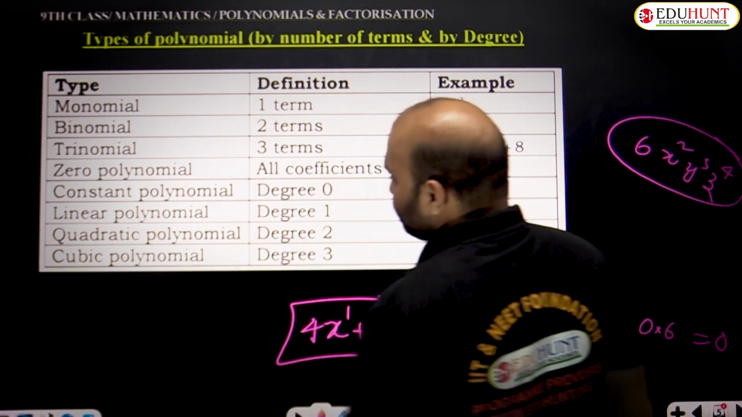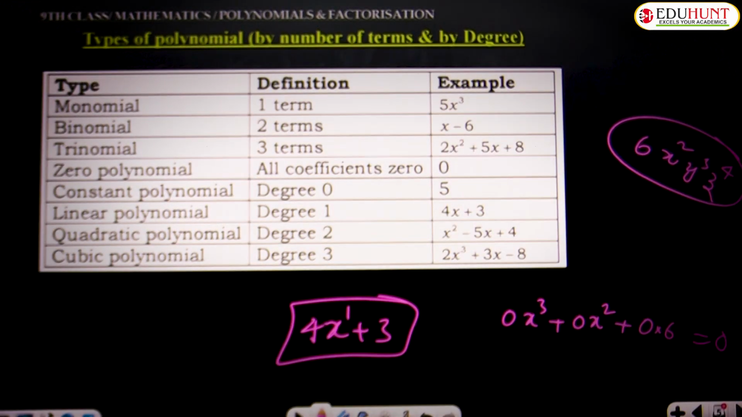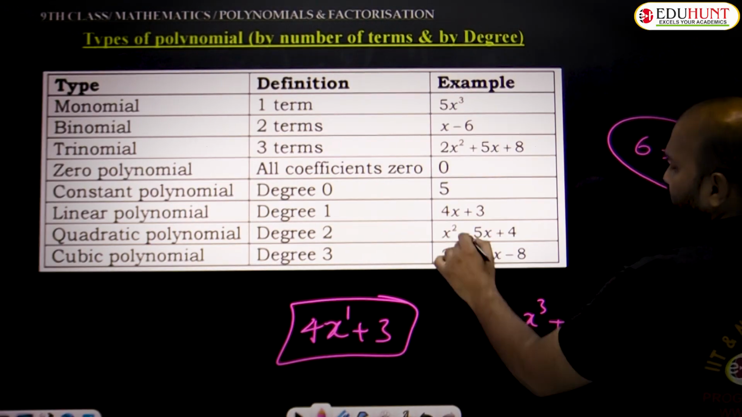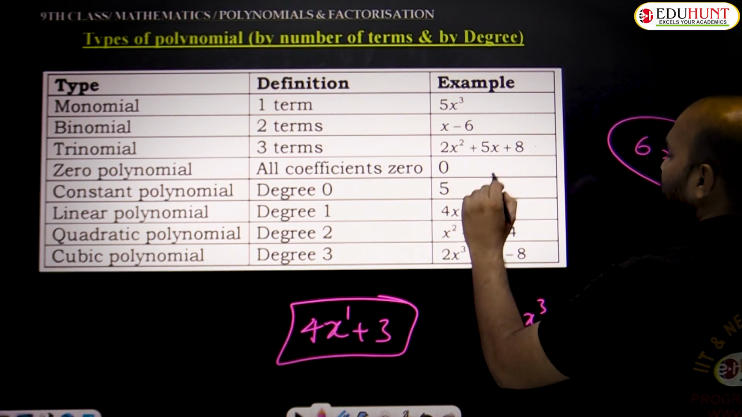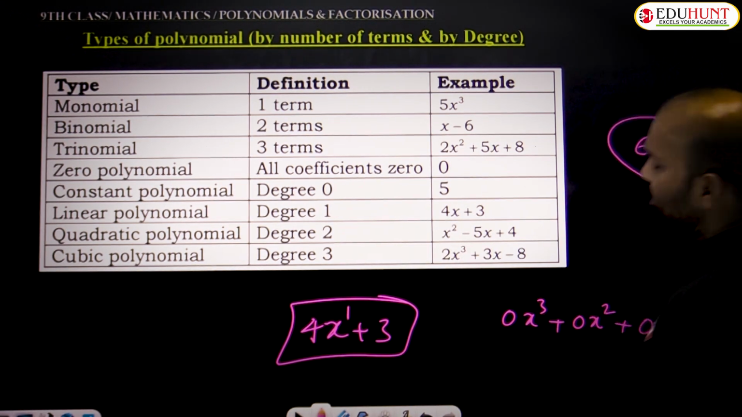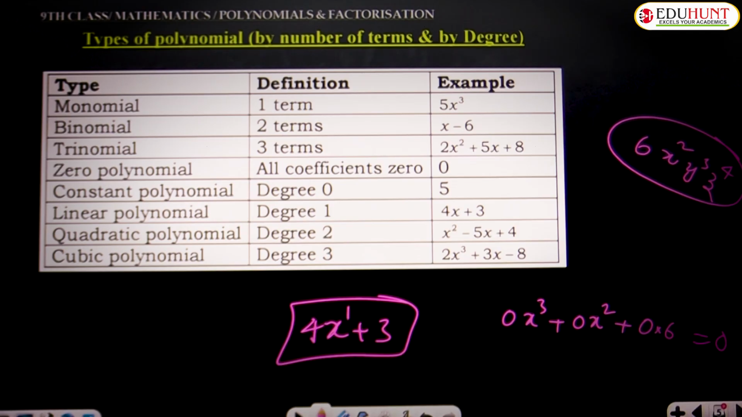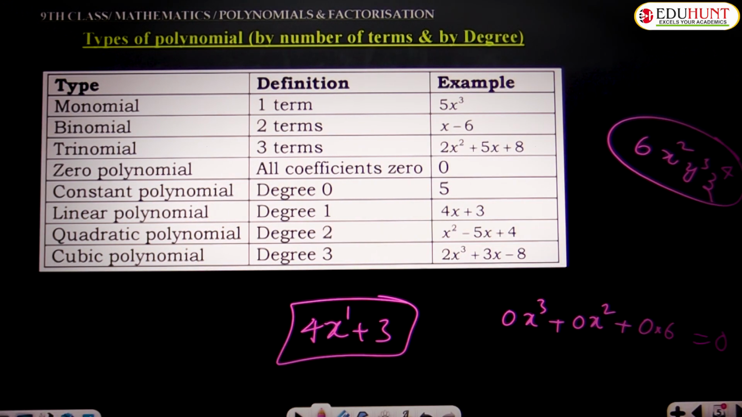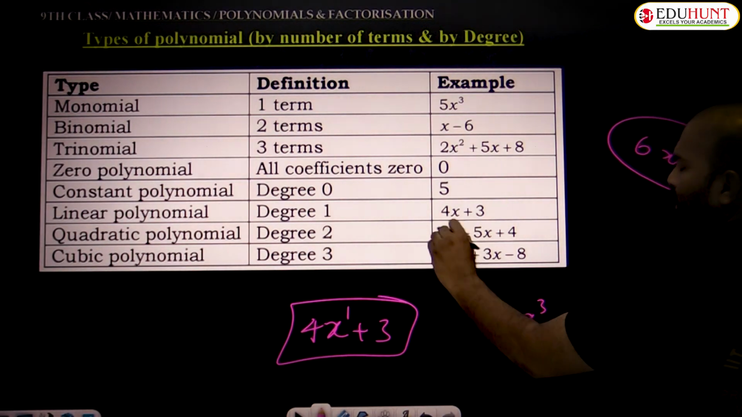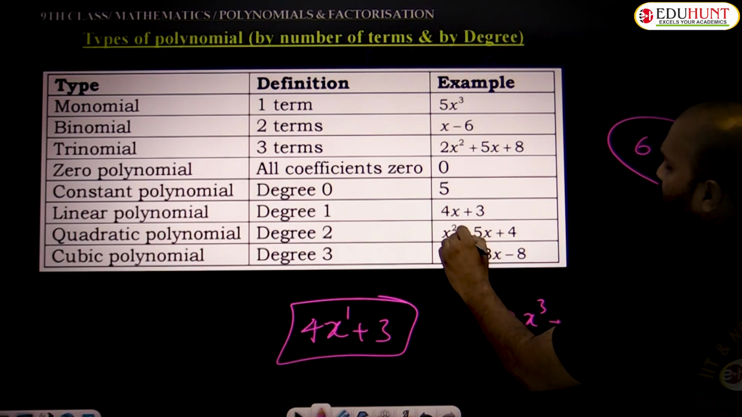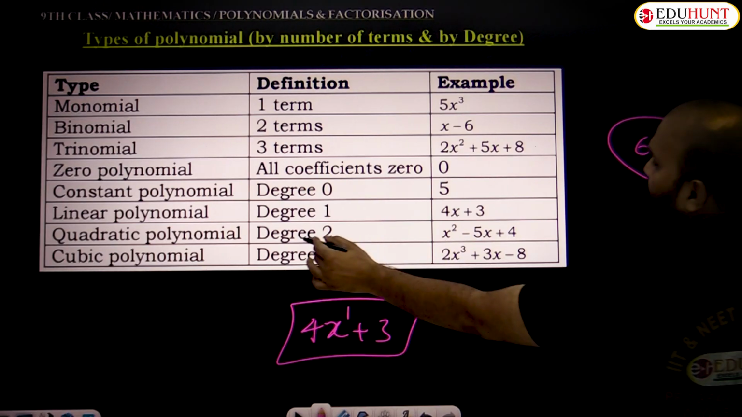Next one, quadratic polynomial, having degree 2: x square minus 5x plus 4. Here, what is the degree? Clearly we need to understand, the highest power value. So x square, here 5 power x power 1 plus 4. Yes sir, here what is degree? The highest exponent of the variable is called degree. So x square is the highest exponent, so degree also 2.